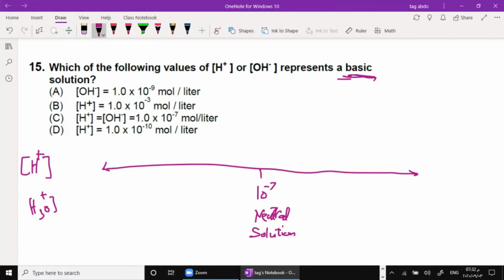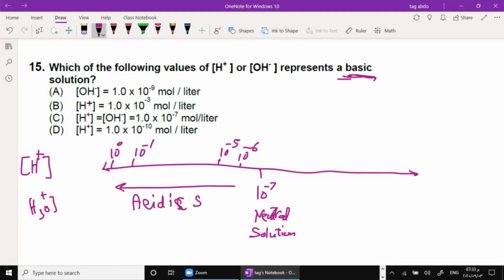Okay. If it is greater than 10 to the minus 7, greater meaning 10 to the minus 6, 10 to the minus 5, until we reach 10 to the minus 1, 10 to the minus 0. If the concentration of hydrogen cation is greater than 10 to the minus 7, this is an acidic solution.